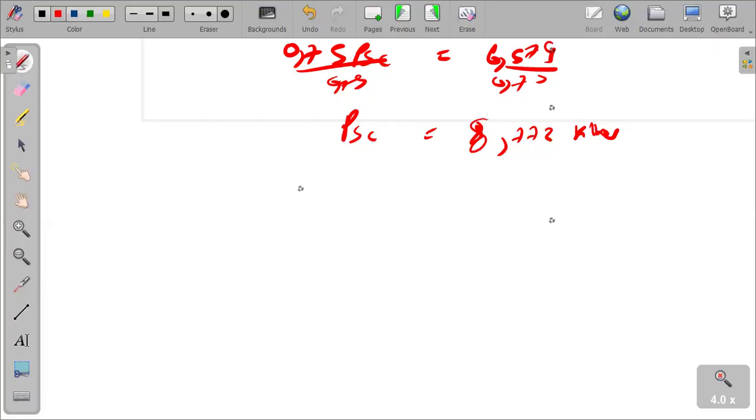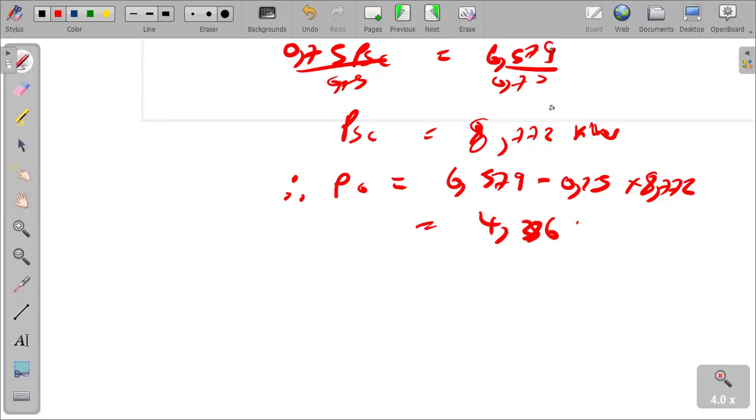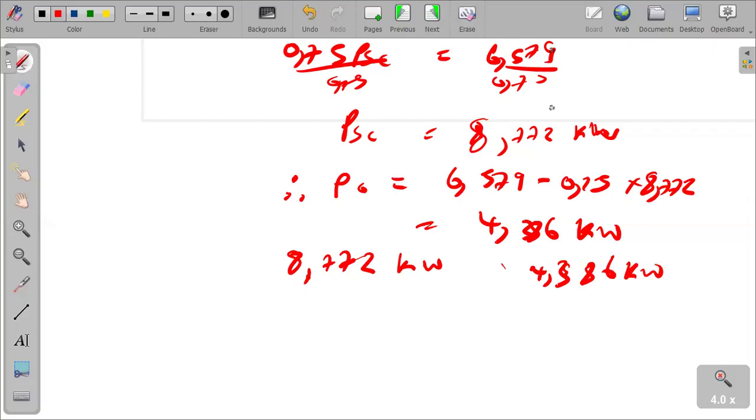So therefore, it means even PO can be found. PO is therefore equal to 6.579 minus 0.25 times 8.772 that we now have, and that will give us 4.386 kilowatts, which means our two answers are out. PO, the constant losses, 4.386 kilowatts, and PSC, our variable losses, 8.772 kilowatts. So we've arrived. This marks our answers, right?